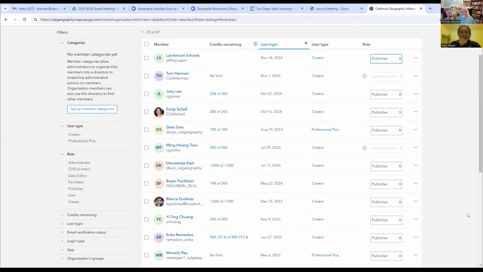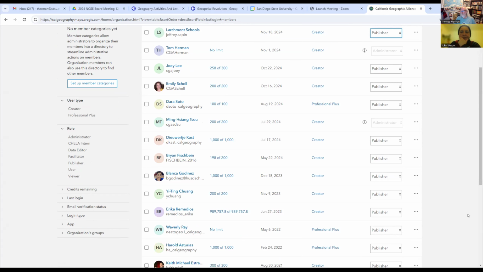Our account has 1,500 logins possible. Yours probably does as well. So that might fit into different strategies for how to manage student accounts.